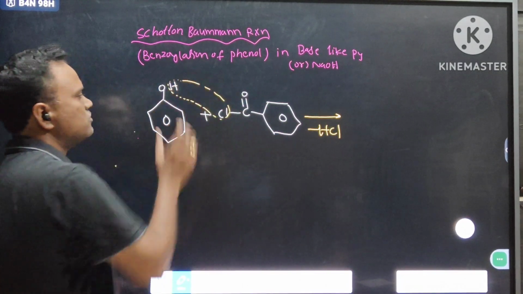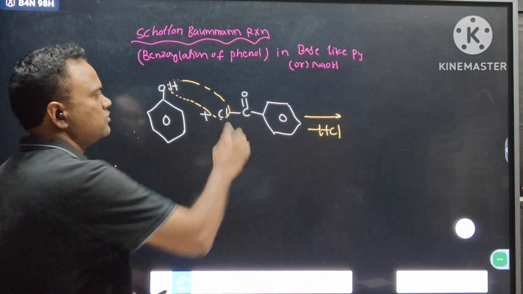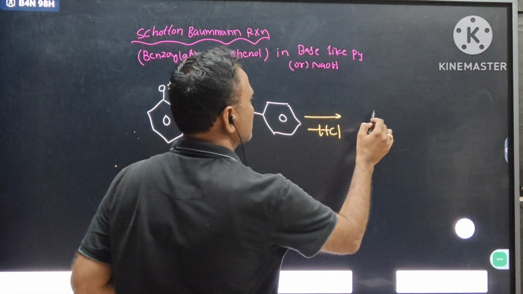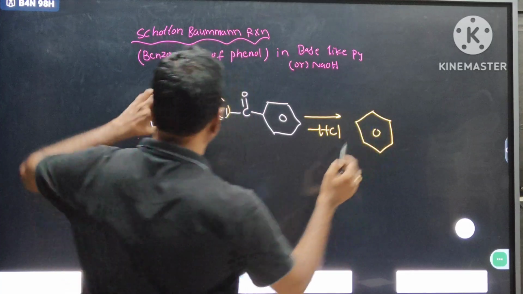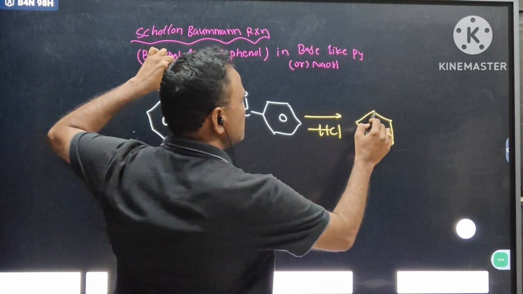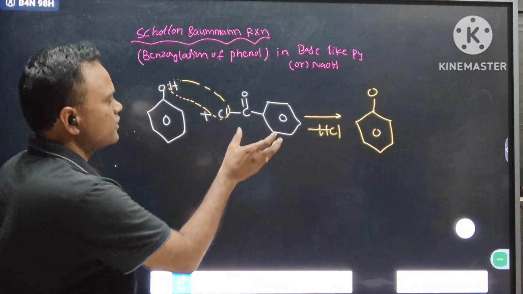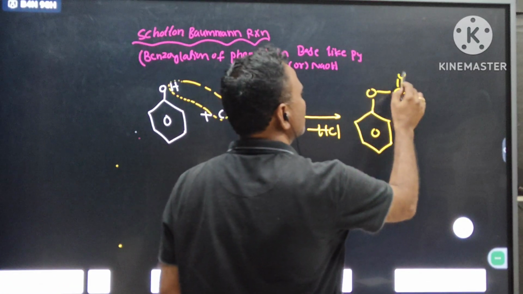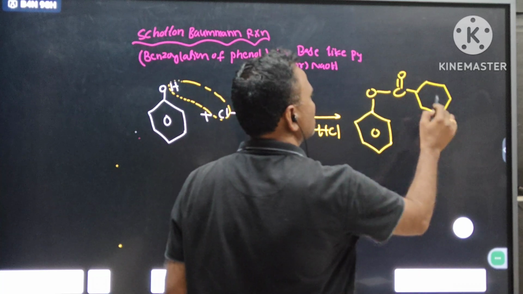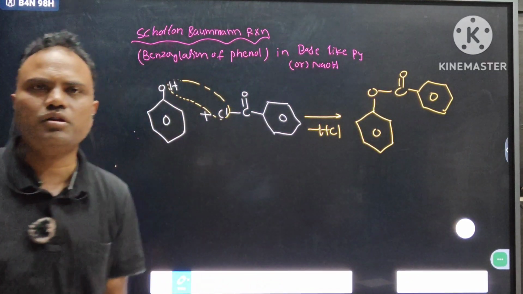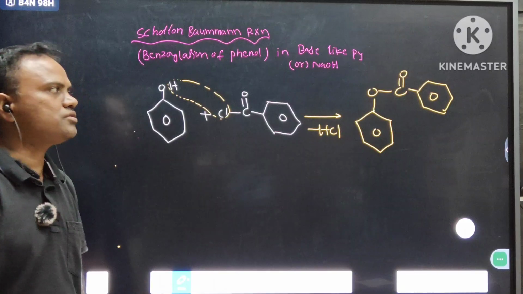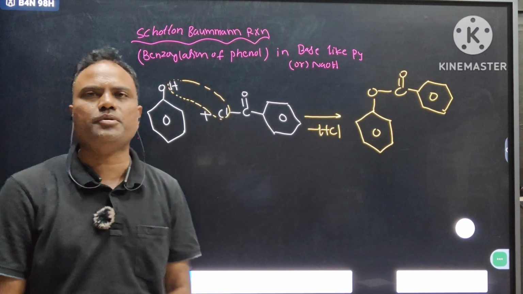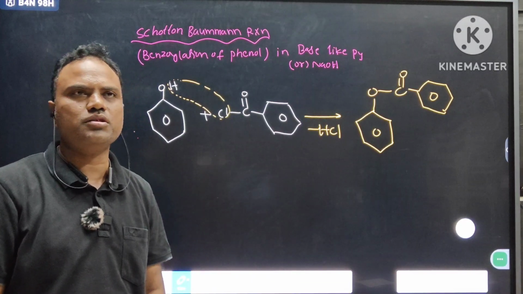Now this part is going to oxygen. And this is our oxygen. This is our phenyl benzoate. You can call it phenyl benzoate. This is Schotten-Baumann reaction: benzoylation in the presence of base is called Schotten-Baumann reaction.